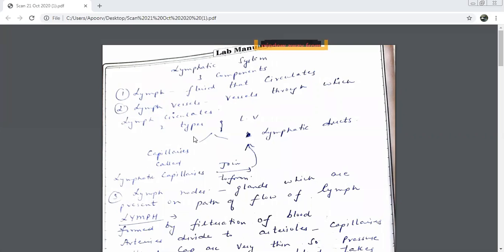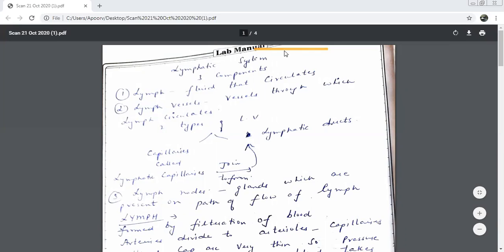Now, there are two types of lymph vessels. One are lymph capillaries, known as lymphatic capillaries. That means the lymph is going to flow through two types of vessels. One are those small capillaries, called lymphatic capillaries. And then many lymphatic capillaries will join to form big ducts, which are known as lymphatic ducts. So lymph is the fluid which circulates, and the vessels through which it circulates are known as lymph vessels.